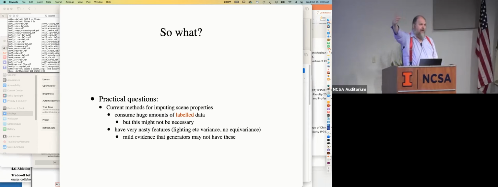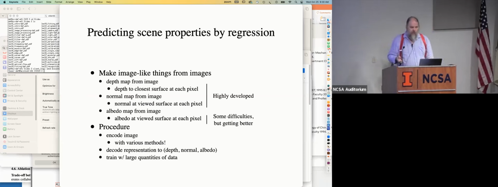And it knows about lighting and equivariance and all that stuff already. So how do we predict these scene properties? Well, we basically have a regression procedure that makes image-like things like depth, normal, albedo, whatever, from an image. We're really good at depth maps from single images. This may surprise people who don't do vision for a living, but it's gone from being something somewhat freakish 14 years ago to routine, uninteresting. It's like water. You just turn on the tap and out comes the depth.